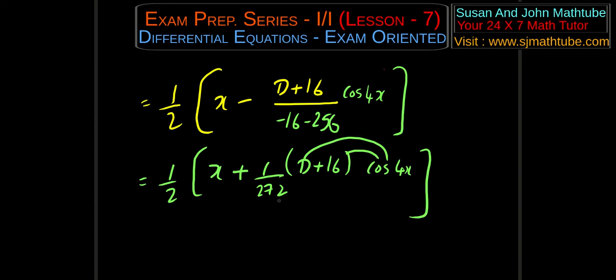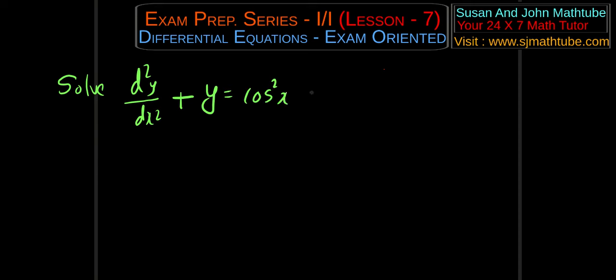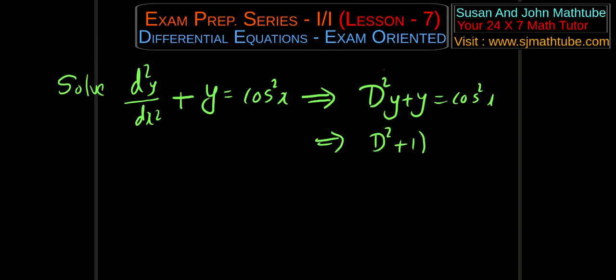And you open the bracket. Now let's move on to the next question. It is similar. So the question is, solve the differential equation d square y by dx square plus y equal to cos square x. And that implies D2y plus y equal to cos square x. And that implies (D2 plus 1) of y is equal to cos square x. So the auxiliary equation is m square plus 1 equal to 0.